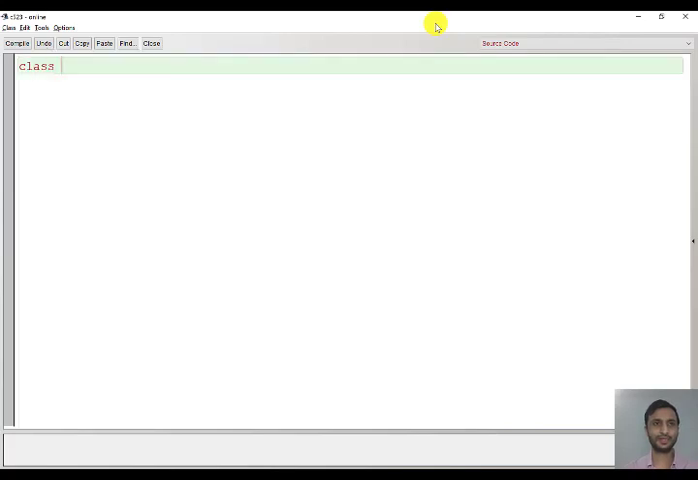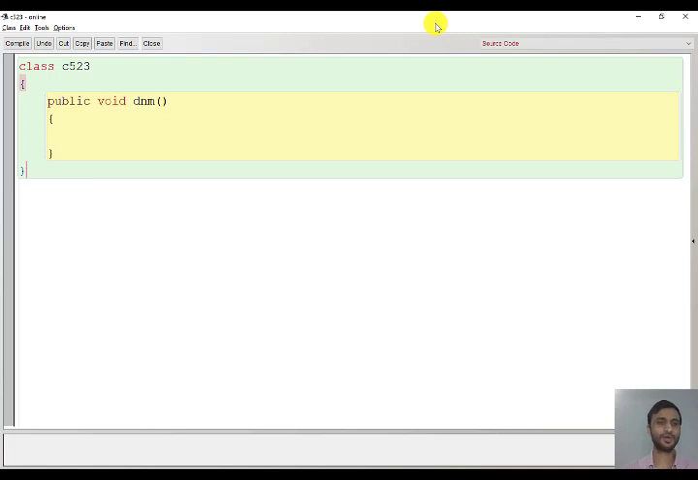So first I will create the skeleton. C5 Q23, chapter 5 question number 23, public void DNM. Okay, we have created the skeleton. Now the first thing you have to input is the value of A, B, C and P, Q, R. Total 6 variables.